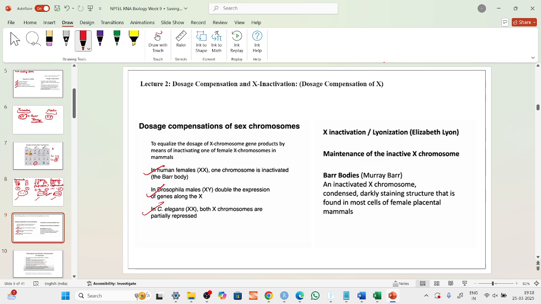Okay, so now the question should come to your mind: in the case of humans or mammals, one of the X chromosomes is inactivated. So what happens to that inactivated X chromosome, how is it found in the body, how does it look molecularly, and what are the characteristics of this X chromosome? That you should know. This X chromosome inactivation is also known as lionization, and this inactivated X chromosome is maintained in the form of bar bodies.